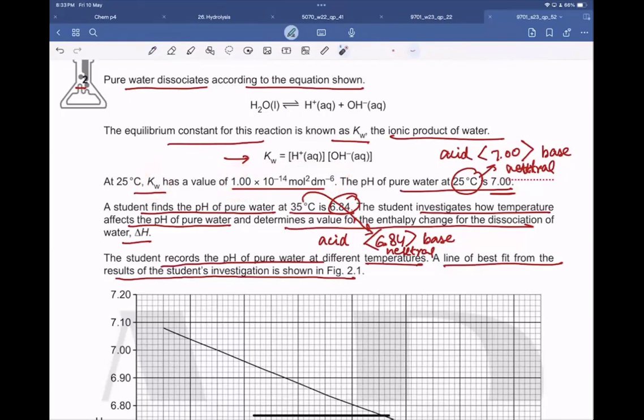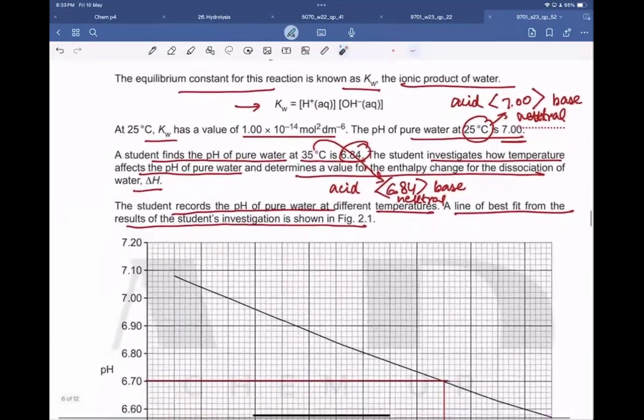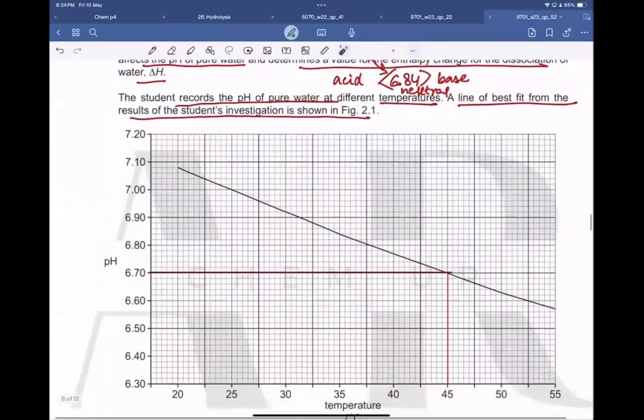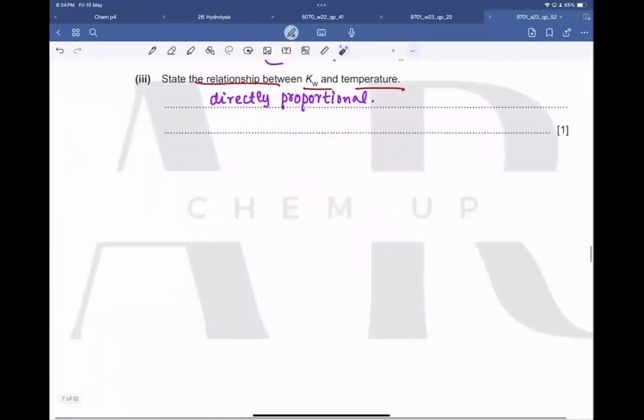And over here, when water dissociates, the number of moles of hydrogen ions and hydroxide ions are in the same ratio. So if I got the concentration of hydrogen ions in pure water, it means that the same concentration of hydroxide ions is also present in the pure water. Is this clear? Okay.